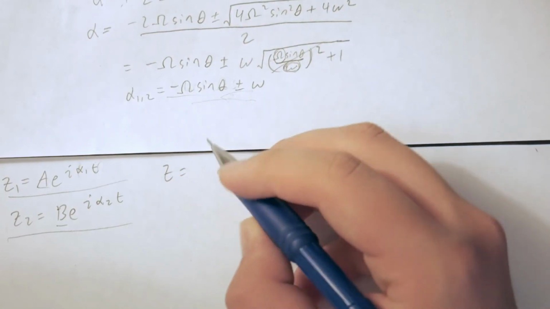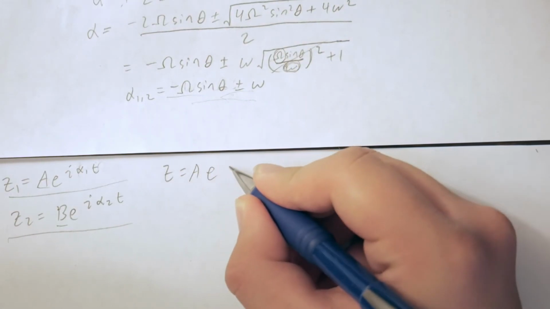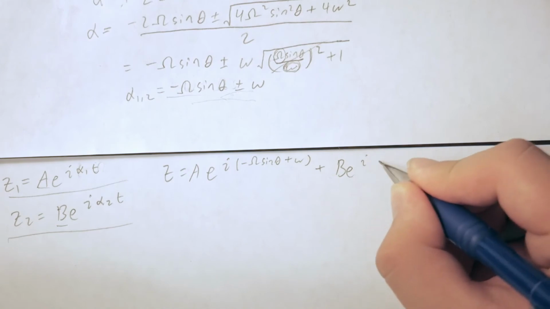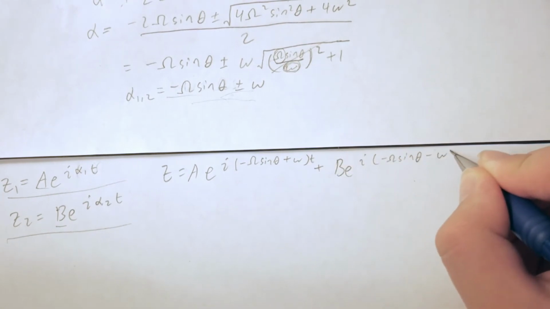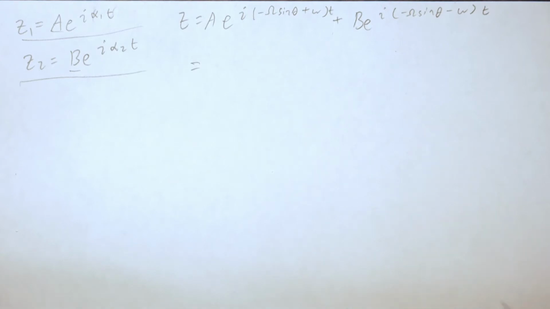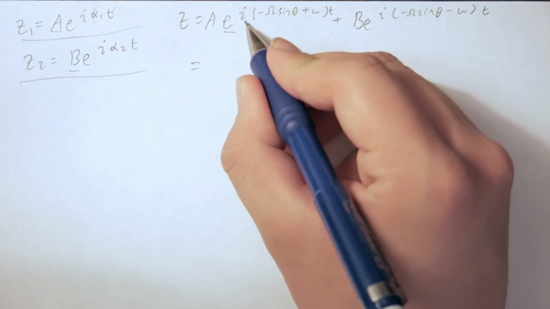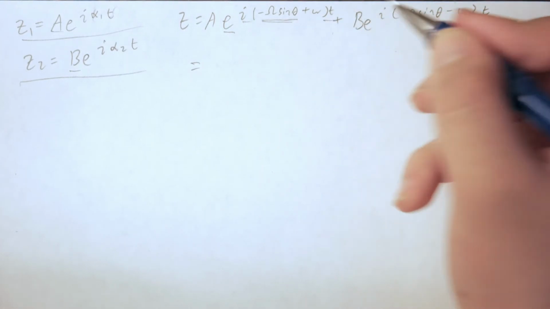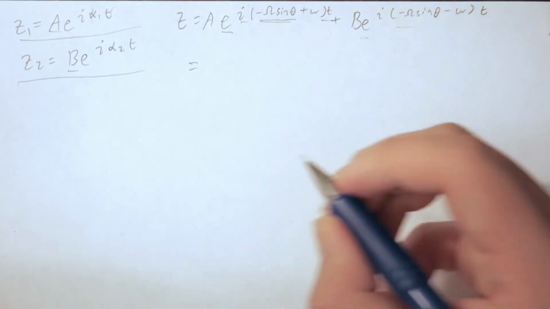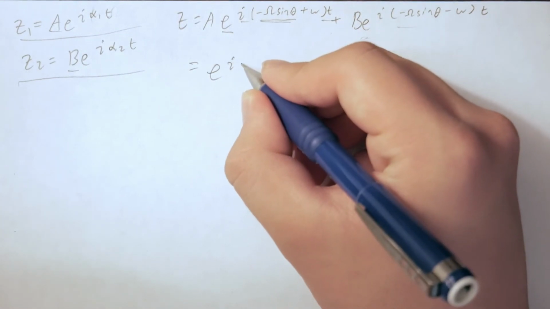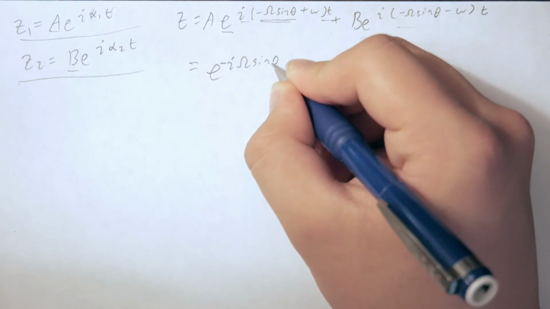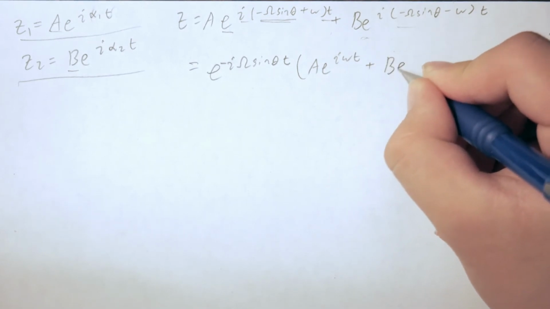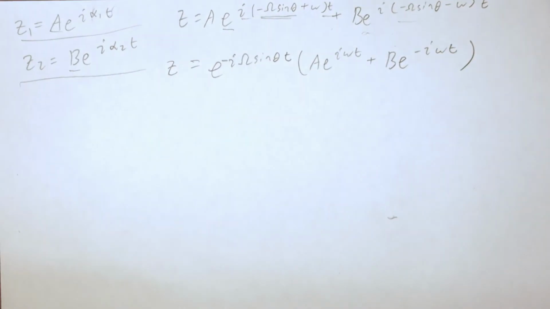And substituting our equations for alpha, we would get... and now we can factor out the term e to the i negative omega sine theta t from both of the terms using our exponent rules. And this is our new function.